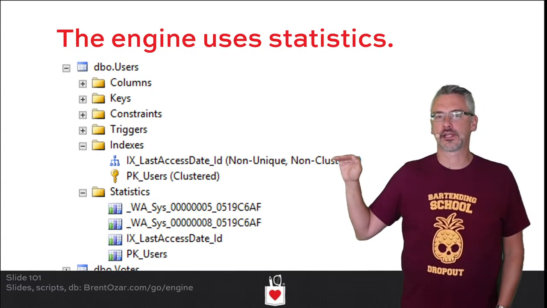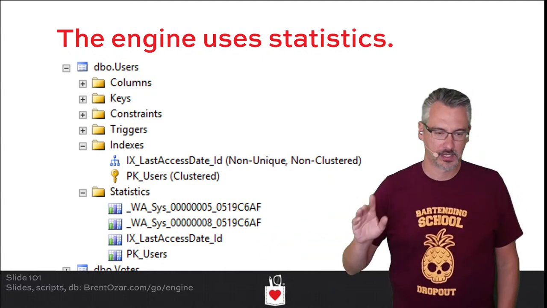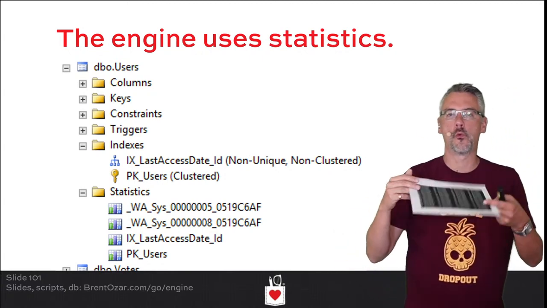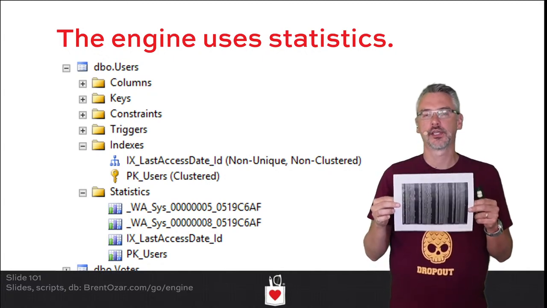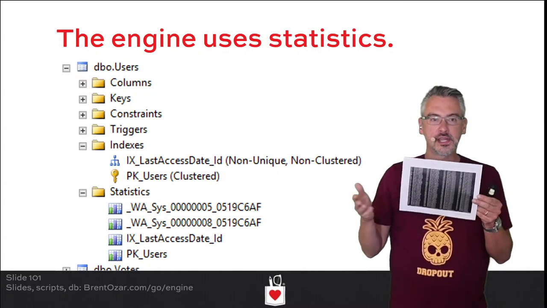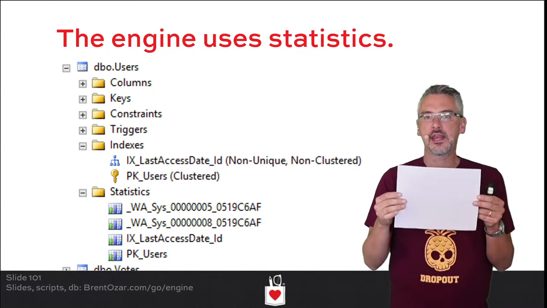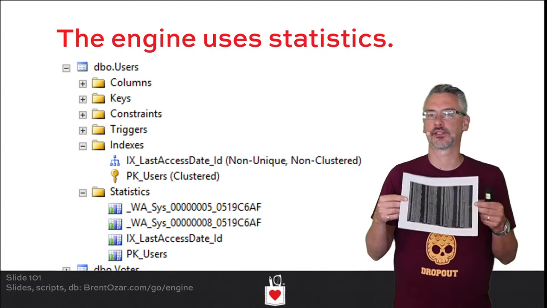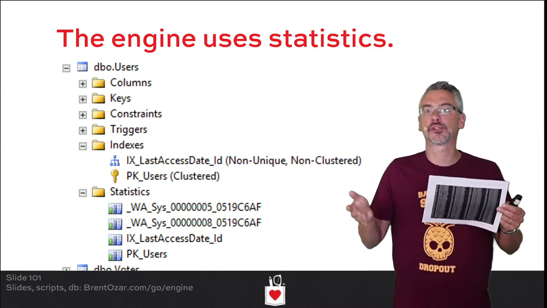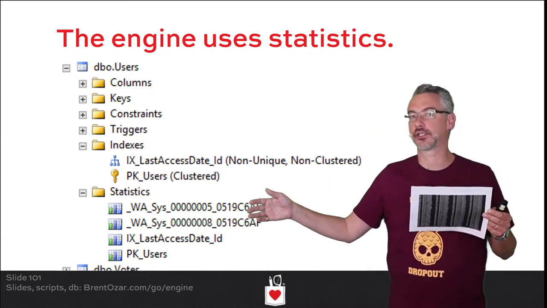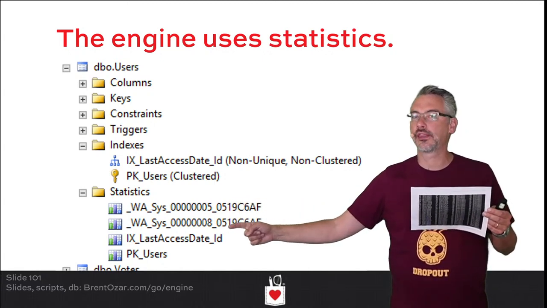For every index you create, SQL Server creates a statistic with the same name. A statistic is one 8K page of metadata about the contents of the object involved. For example, here we're talking about our index on last access date. SQL Server makes one 8K page describing the contents of this index. And if you query other columns, columns that aren't indexed, SQL Server will automatically build statistics for you. For example, this is a statistic on the fifth column of the table. This is a statistic on the eighth column of the table.